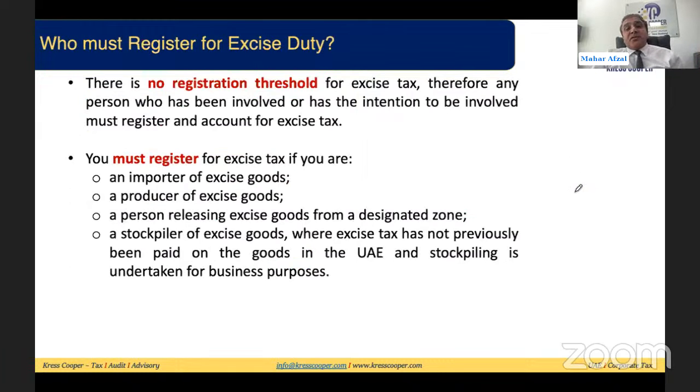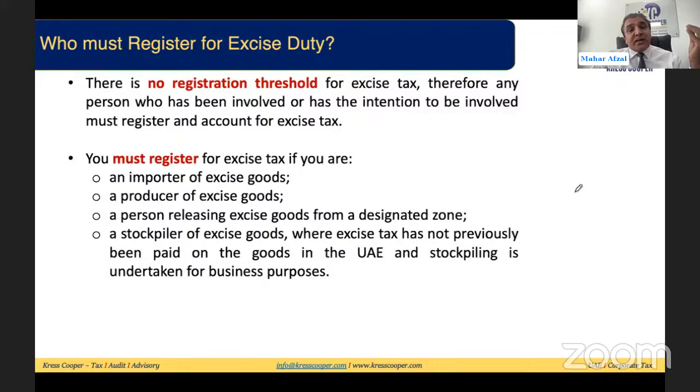Who must register for excise duty? We have already discussed who needs to register. Is there any threshold? No, not at all. Threshold is applicable for the VAT, but for the excise duty, threshold is not applicable. If you are a manufacturer, an importer, a stockpiler, or a warehouse keeper of the excise goods, then without any threshold, excise duty is applicable on you. You need to apply for registration to the FTA on a timely basis.